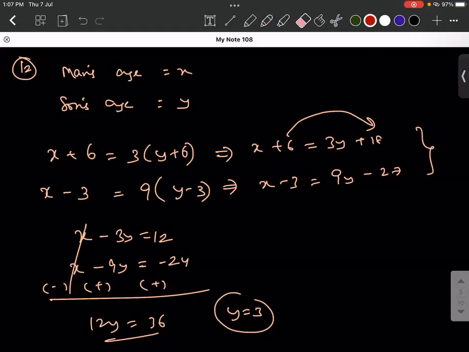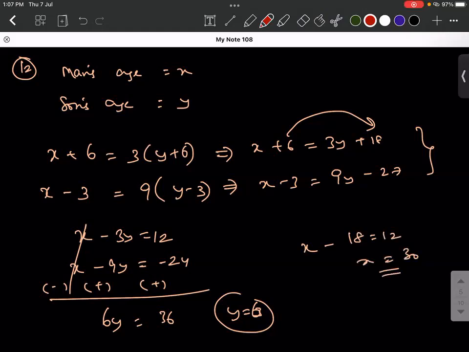So 6y, okay. 6y is equal to 36, then y is equal to 6. When y is 6, then you will get x minus 18 is equal to 12. So x will be equal to 30. 30 is the answer. B.